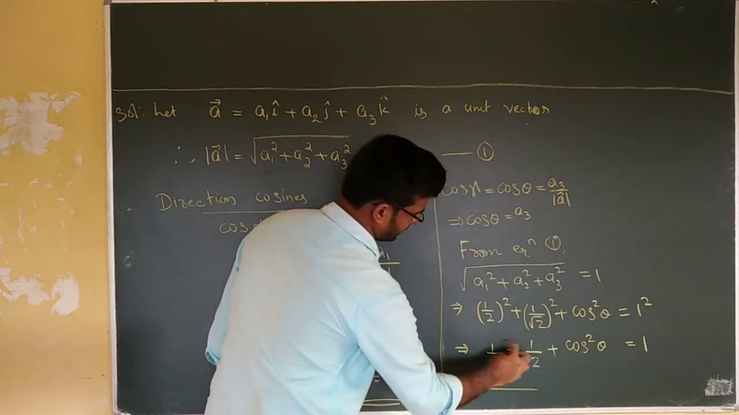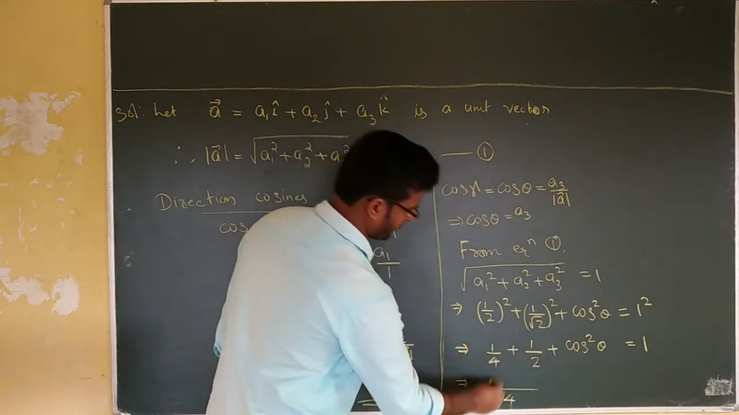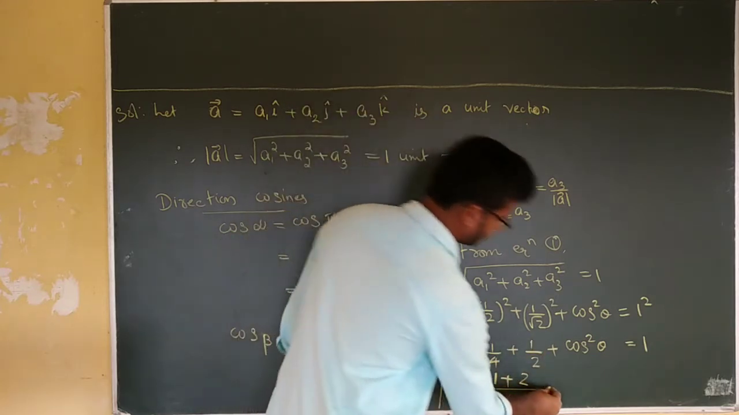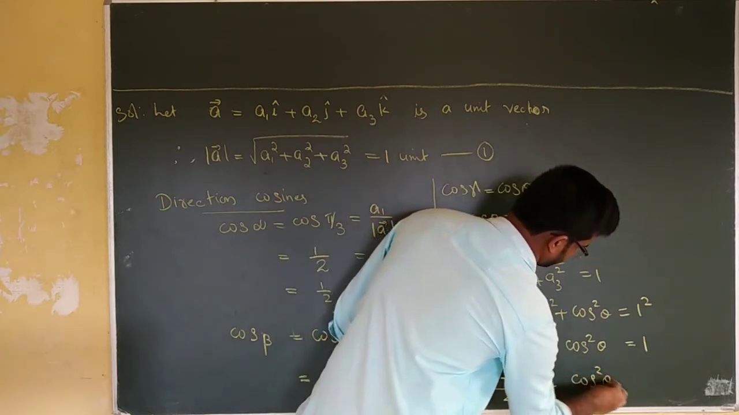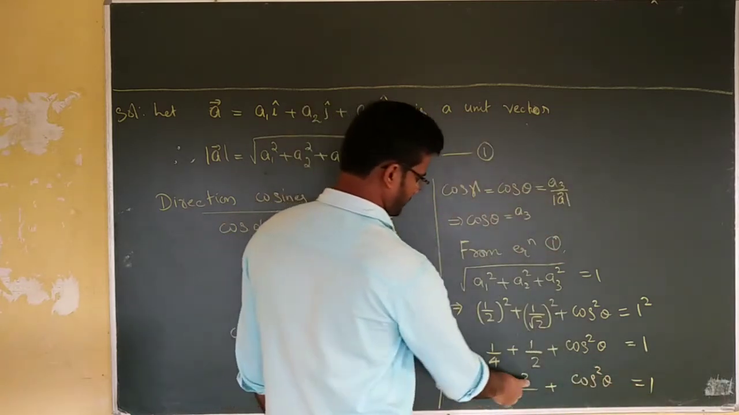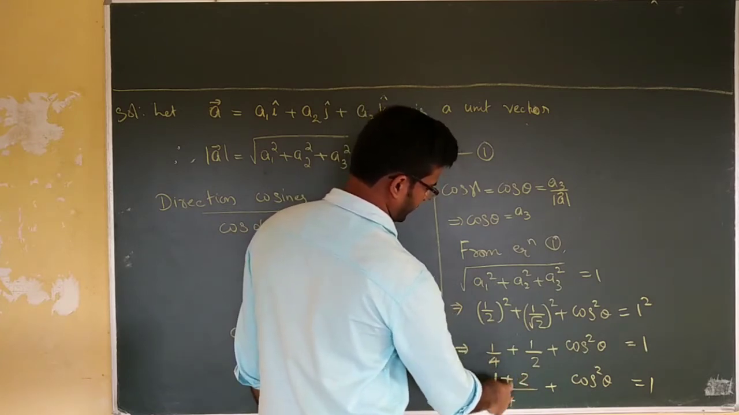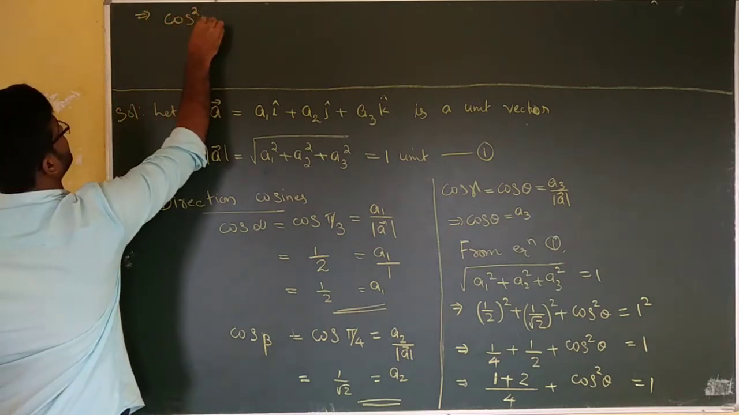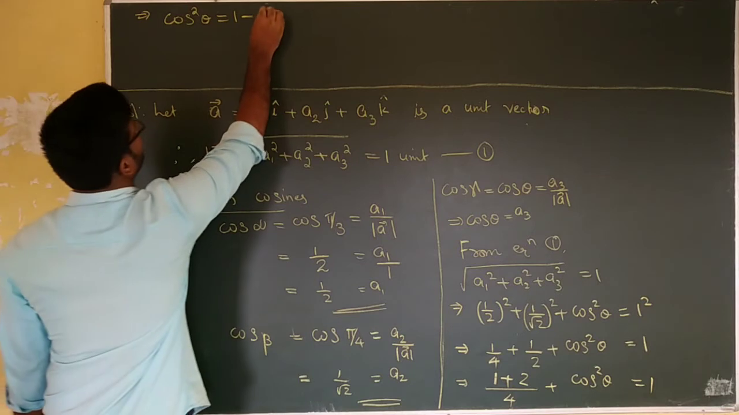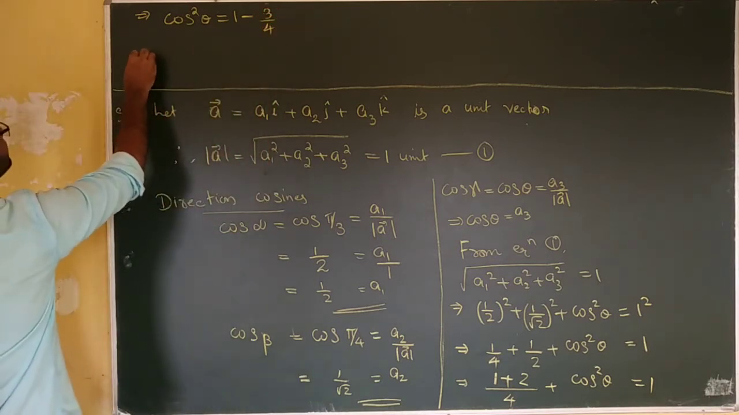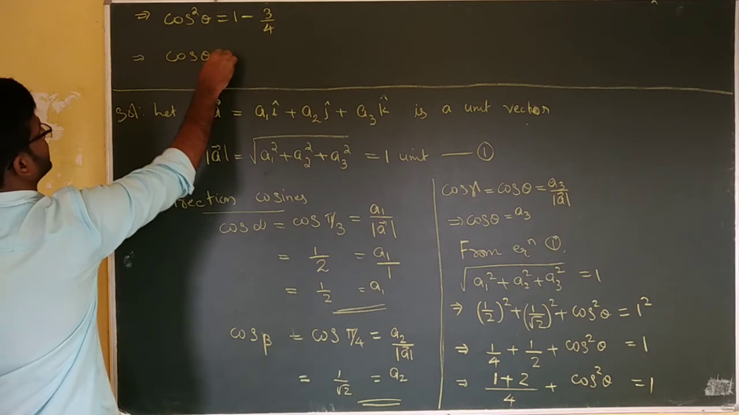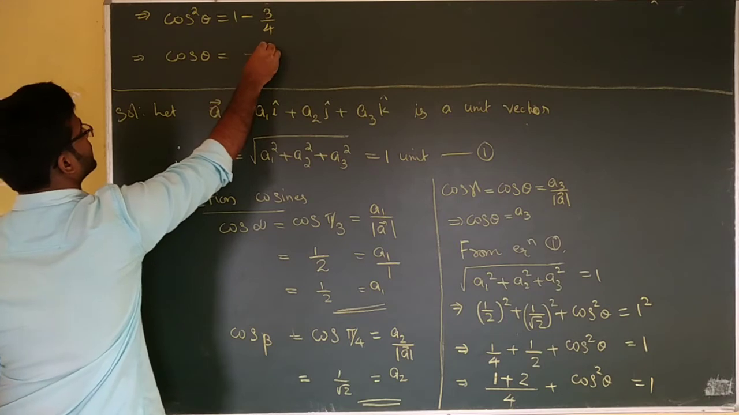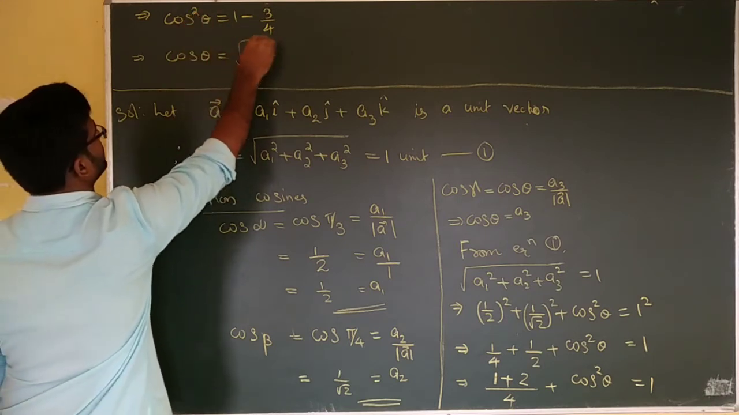Take LCM. What is the LCM in this part? That will be 4, isn't it? Then 1 plus 2, because the denominator is only 2, we write over 4. 1 plus 2 is 3, so we get 3 by 4. Cos square theta plus 3 by 4 equal to 1. Bring this 3 by 4 to the right side: cos square theta equal to 1 minus 3 by 4. Taking the LCM 4, 1 into 4 is 4, and 4 minus 3 is 1, so cos square theta equals 1 by 4. Then the square brought to the right side becomes a square root.